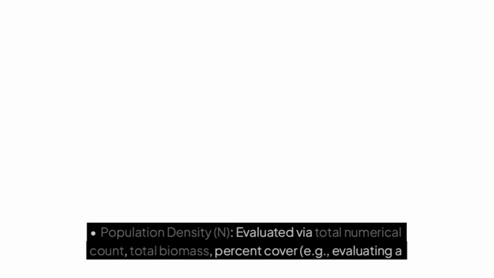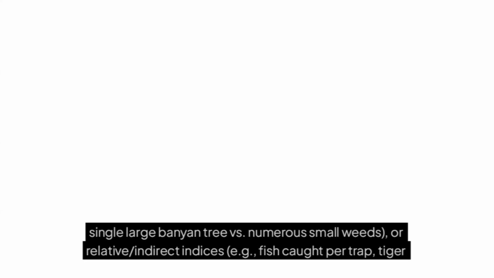Population density, N, evaluated via total numerical count, total biomass, percent cover, e.g., evaluating a single large banyan tree versus numerous small weeds, or relative, indirect indices, e.g., fish caught per trap, tiger census using pug marks and fecal pellets.